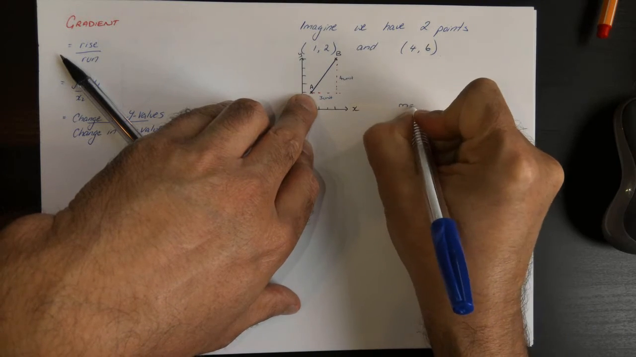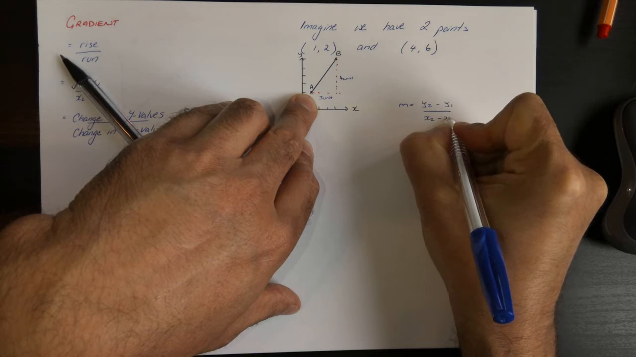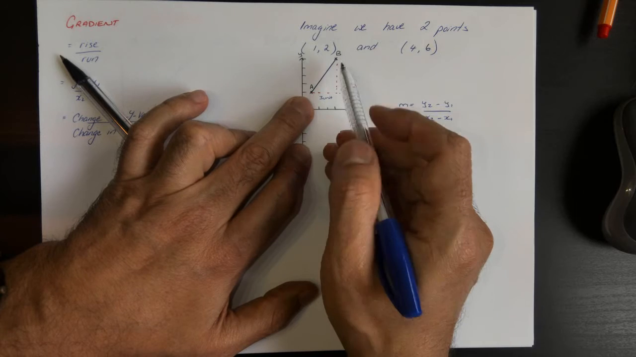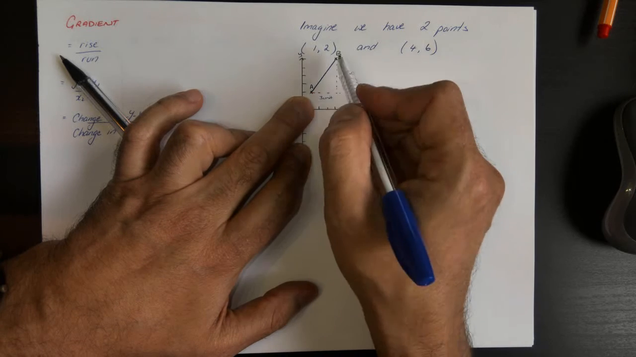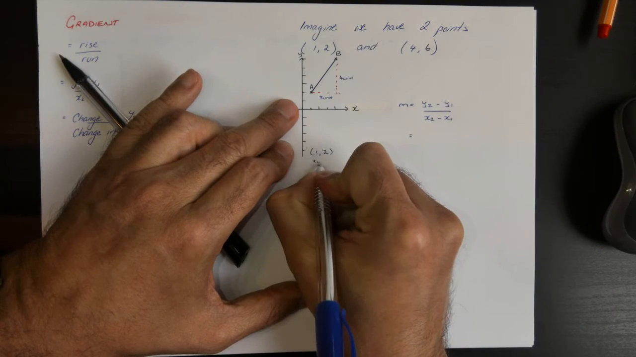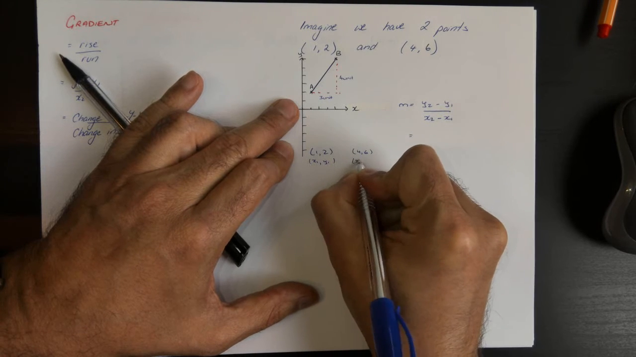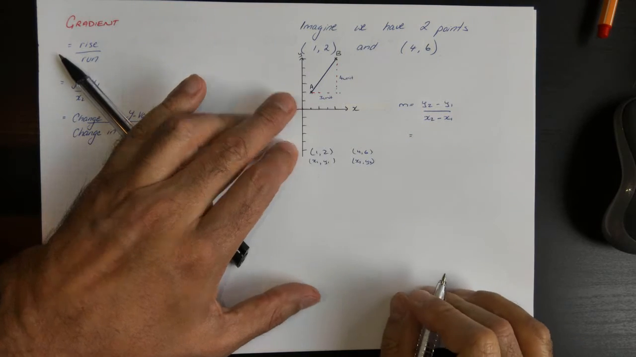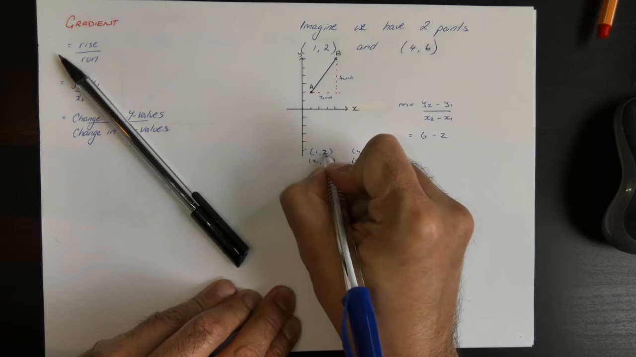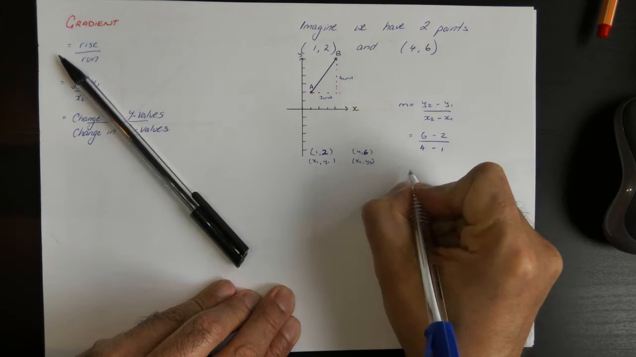So the gradient, we can use the formula y2 minus y1 over x2 minus x1. Now it doesn't matter if you have A or B as your first point or the second point, as long as you're consistent. So let's say 1, 2 is going to be your x1, y1, and 4, 6 is your x2, y2. Okay, so we're going to go 6 take away 2, the y values, over the x values, 4 take away 1.